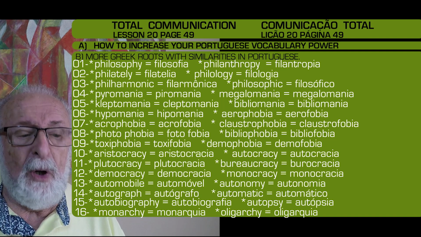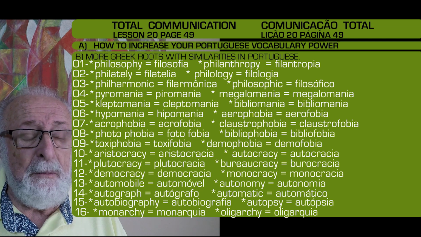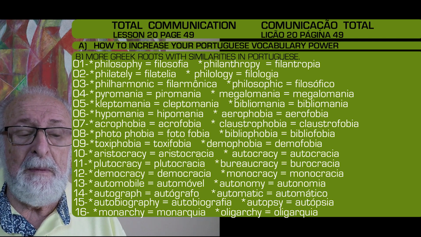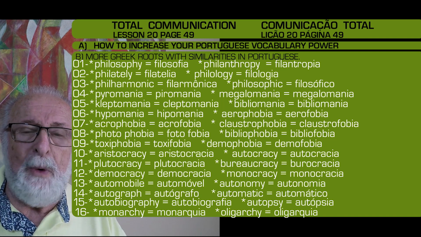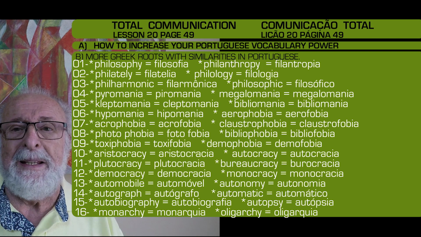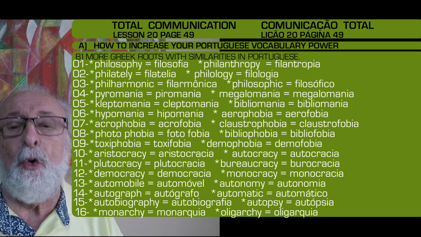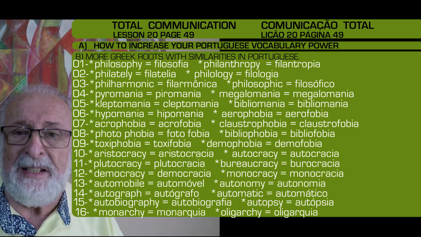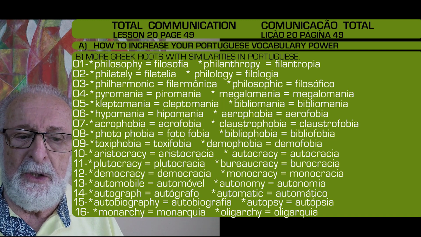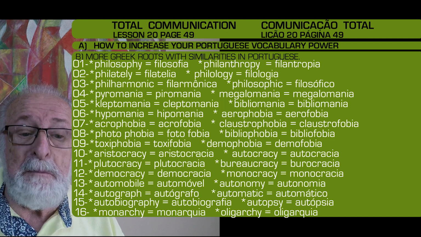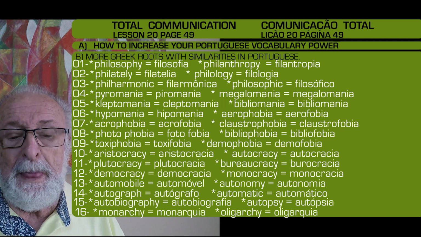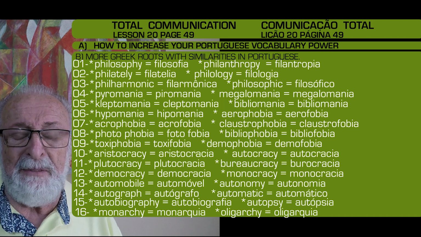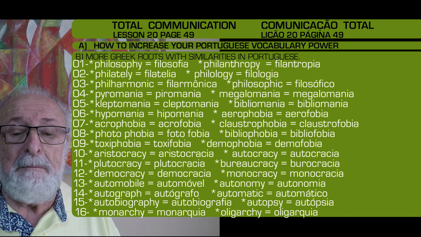In line 4, we have pyromania. Pyromania will be piromania. That Y was changed to letter I in Portuguese. We don't use Y anymore since 1942. So we say piromania. Okay? Well, in the next word, we have megalomany.